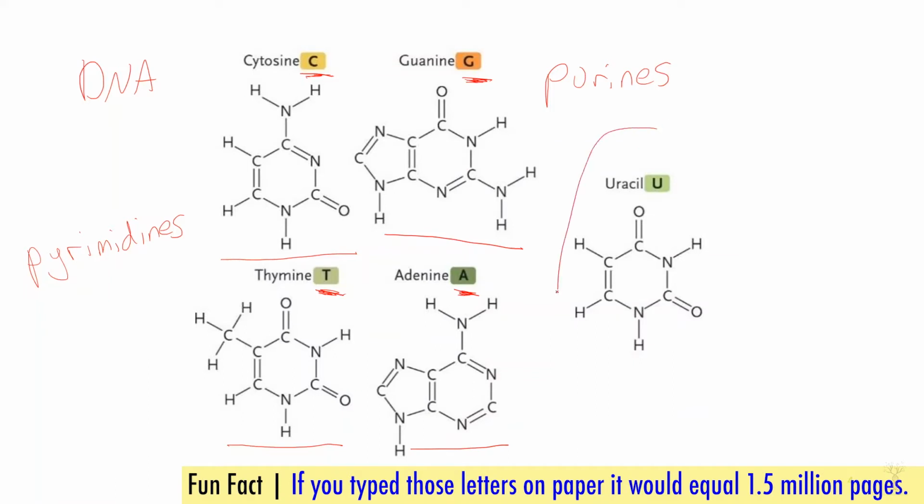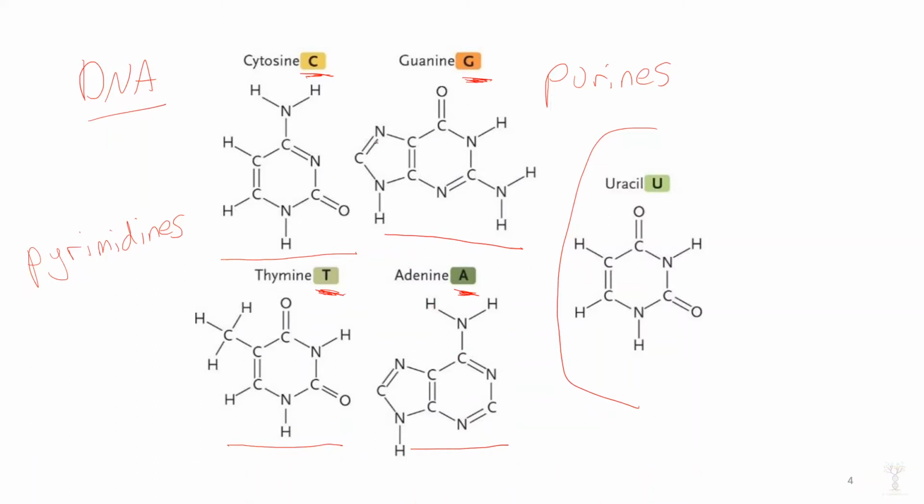Now, I'll talk about uracil in a second. Over here, with our DNA nucleotides, they combine with each other. We're going to look at the structure in a second, but there are two strands of DNA. Remember, DNA is a double helix. So when DNA combines, their nucleotides will match up with each other. Adenine always matches up with thymine, so a purine matches up with a pyrimidine. And cytosine always matches up with guanine, so again, a purine with a pyrimidine. This keeps the structure of the DNA helix symmetrical.